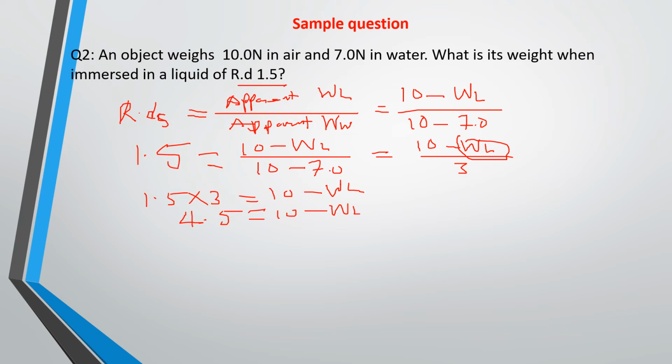Okay, so for us to get the weight in liquid, what you just do is make the weight in liquid the subject of the formula. So this will give us weight in liquid is equal to 10 minus 4.5. So by the time you work that out, you'll have your answer readily. That gives you 5.5 Newton.